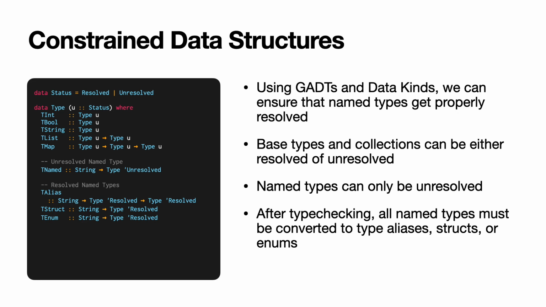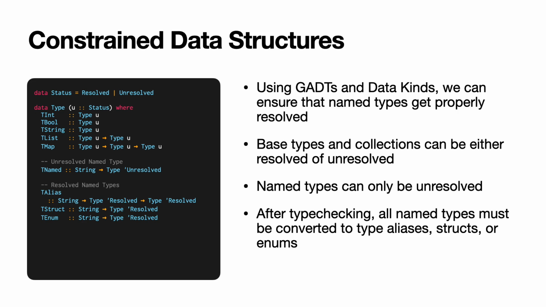We'll start by extending the AST in order to guarantee that a resolved type is well formed. The first step is that we need to be able to distinguish between a resolved type and an unresolved type. For this, we use a data kind. You'll notice that the status data type is just a standard Haskell data type with two values, resolved or unresolved. The DataKinds language extension allows us to lift status to be a kind, where tick resolved and tick unresolved are both types of kind status.